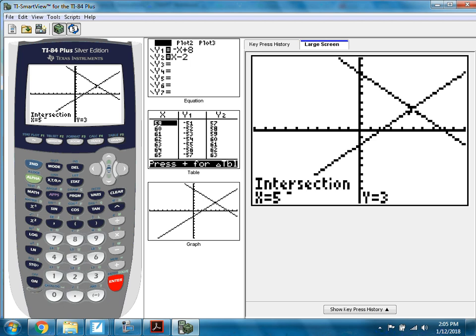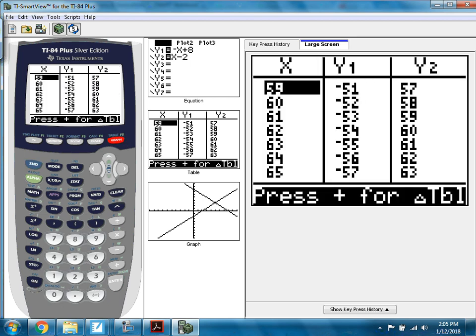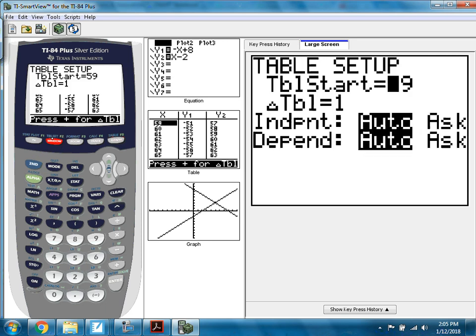Also, I want you guys to go to your table. To go to your table, you press second graph. Now, this is a table of values. Is anyone's table of values different than mine? Okay. Yeah. So where does yours start? What X value do you have? Correct.